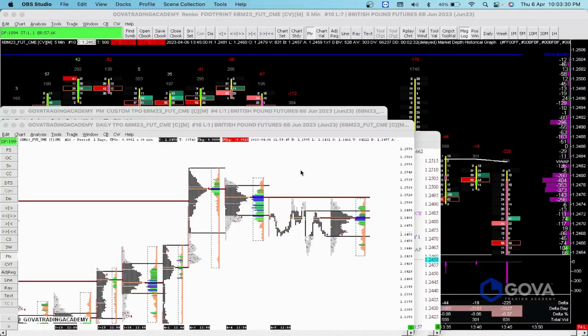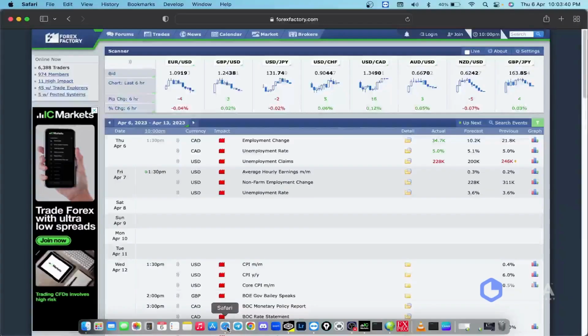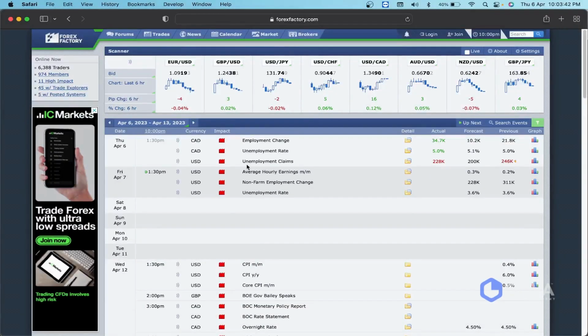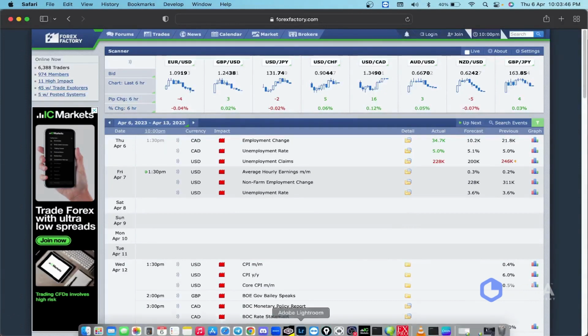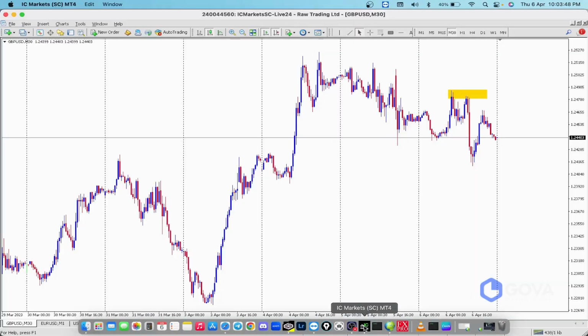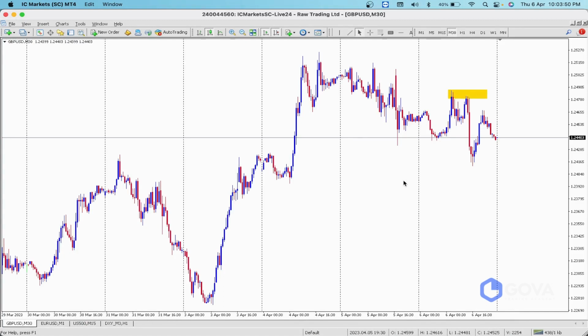So today I'm going to be showing you what happened today on GBPUSD during the news event on unemployment claims, USD, 1:30 p.m. today. Okay, so you can see this is the news event. Let me show you what happened on the candlestick chart and what happened on the Sierrachart platform.